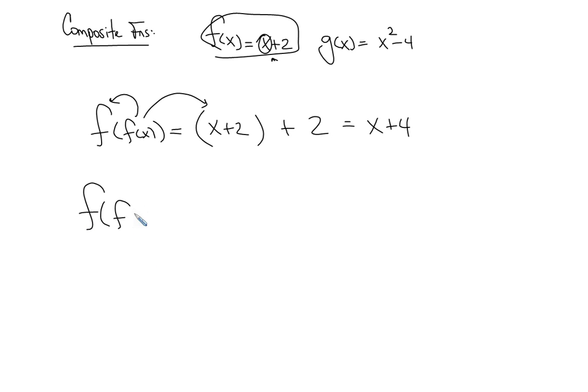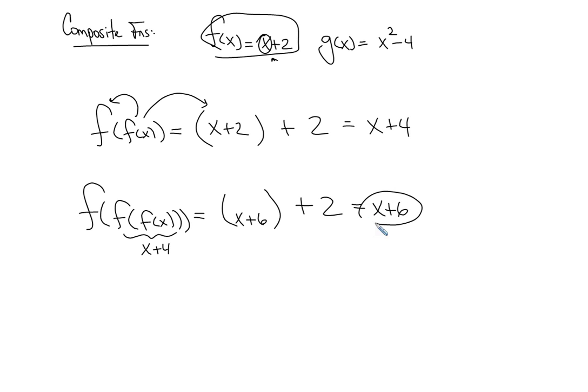Could I do f of x? Yeah, that would tell me to take f of x and plug it into f, which would give me x plus 4. And so now you would have x plus 2, and into that you would plug your x plus 4, which would give you x plus 6. You put x plus 2. Sorry, thank you. There should have been a 4. I jumped ahead because I had the answer in my head. Thank you. Do you guys see how that works?